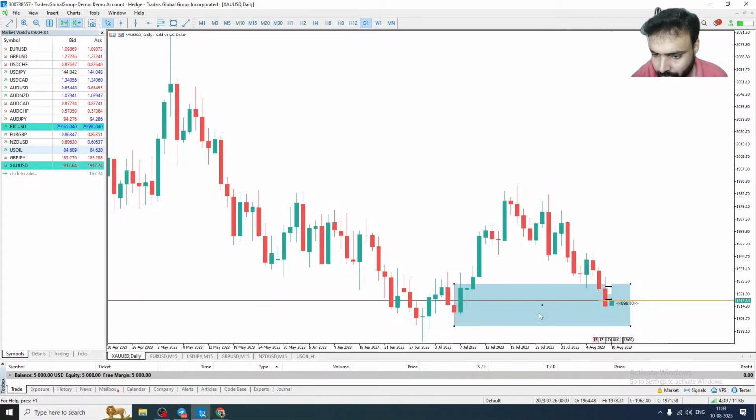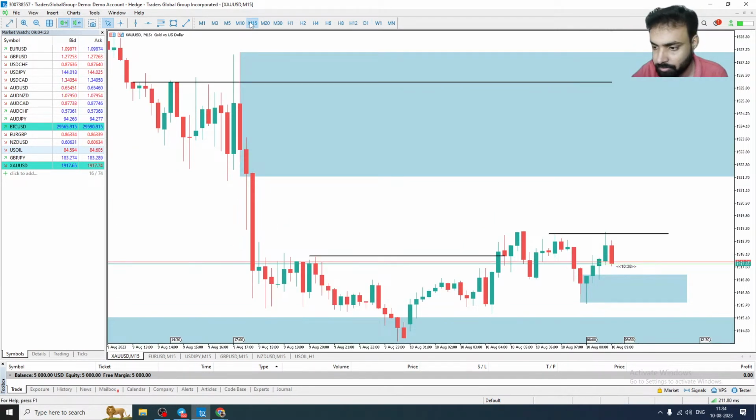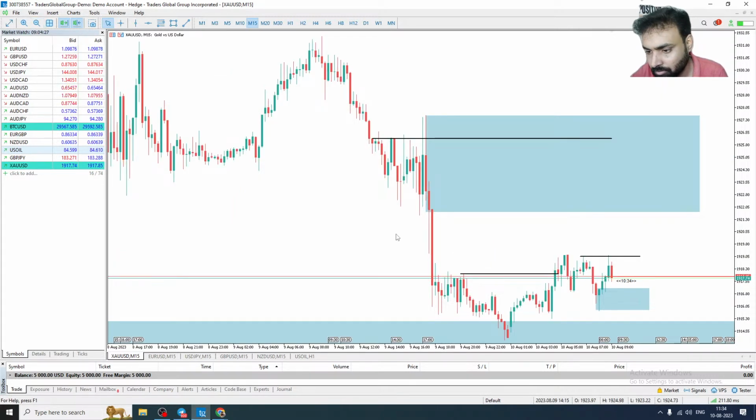So based on the confirmation, we can trade. Now this is a full candle. This is on a half. Somewhere here is the half. Its half is already touched, and it's kind of reacting. So this is also kind of a good level.